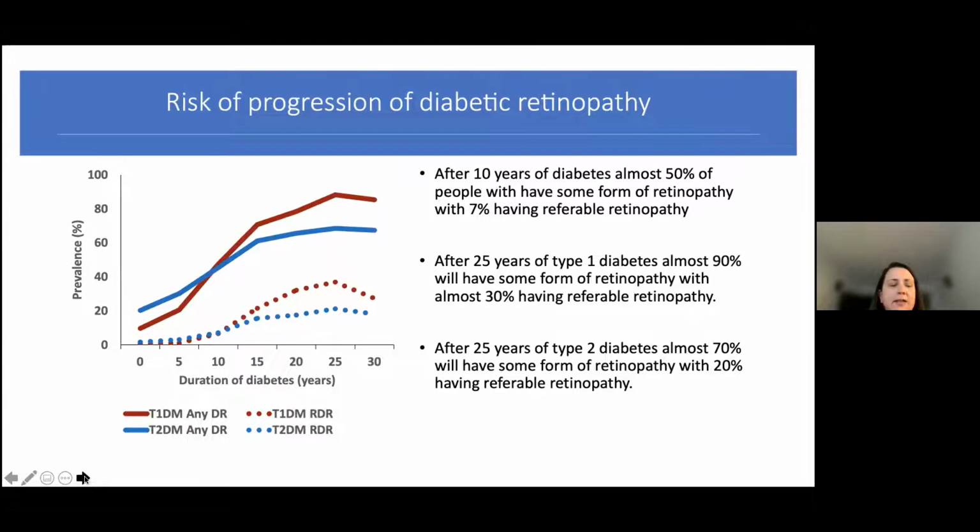So this slide tends to get a bit scary, I think, but it's basically saying that after 20 to 25 years of having type 1 diabetes, 80 to 90% would develop some form of retinopathy. Now, most of that is going to be the background level. And you can see here, I've segmented off the referable retinopathy. So that's the dotted line. So that is about 20 to 30% would develop referable retinopathy after 20 to 25 years.